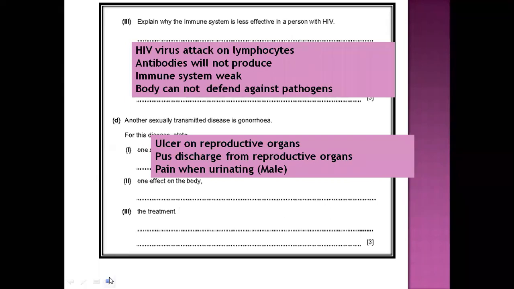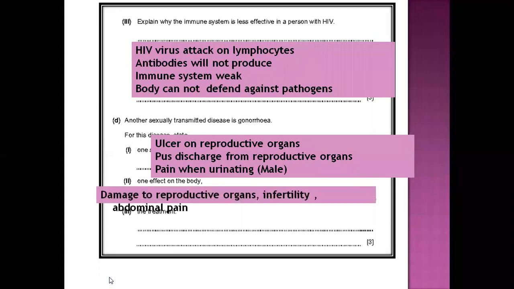Okay, so the effect on the body: it can damage reproductive organs. It's not that it will happen compulsorily, no. If for a long time it remains without treatment, it can lead to certain complications like damage to reproductive organs, loss of fertility, and abdominal pain. Is it clear?